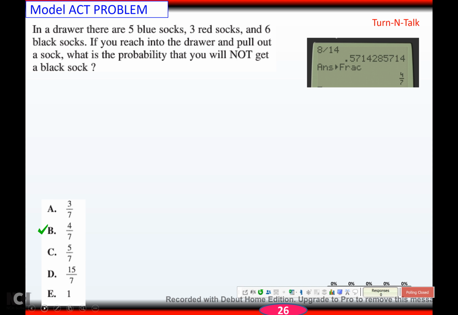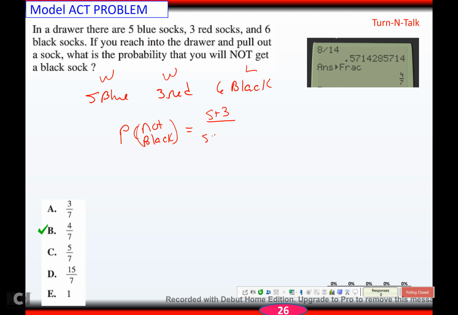Alright, in a drawer there are 5 blue, 3 red, 6 black. If you reach into the drawer and pull out a sock, what is the probability that you will not get black? So not get black is wins, black is lose. So the probability of not black would be 5 plus 3 ways to not get black out of 5 plus 3 plus 6 total, which would be 8 over 14, which reduces down to 4 over 7.